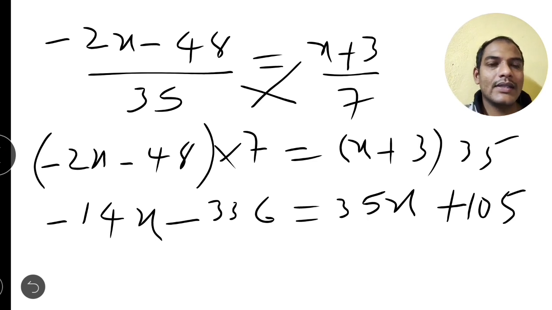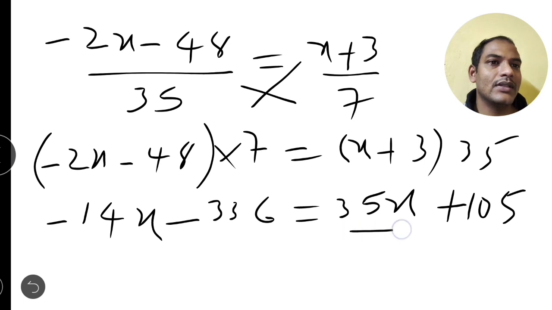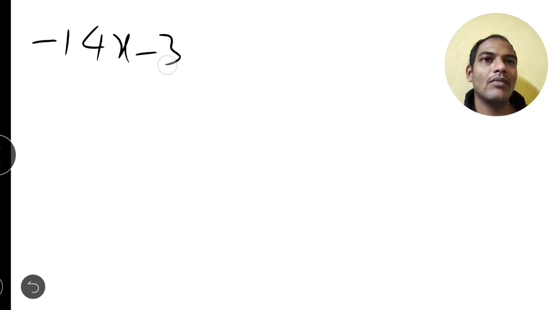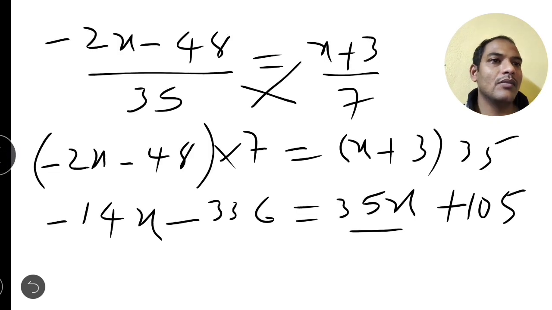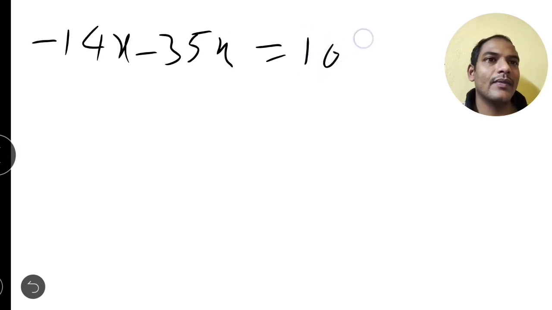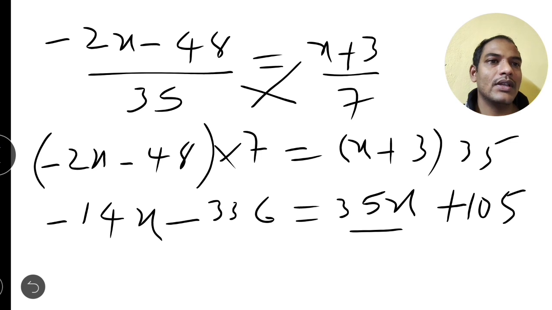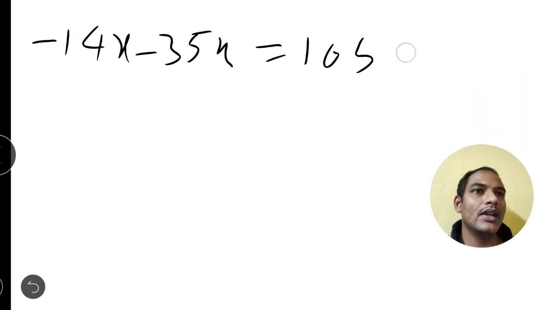So now write x terms on the left side, constants on the right side. The left side already has one x term, that is minus 14x, and one more x term, that is 35x. So then it will become minus 35x. It equals the constant numbers: first 105, next one more constant number 336. So then it will become plus 336.